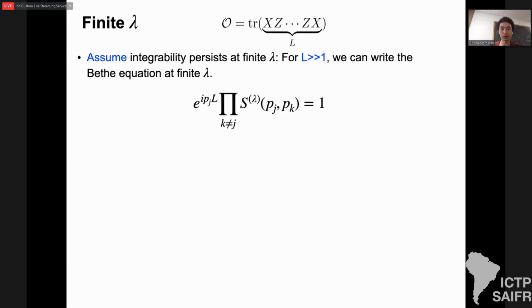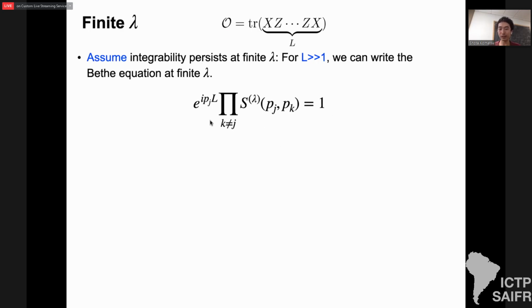So what should we do if we want to know the finite coupling spectrum? For finite coupling, we first need to assume that integrability persists at finite coupling. Once we assume it, a general theory of integrability tells us that we can still write the Bethe equation at finite coupling, as long as the length of the operator is sufficiently large. So this is the equation.